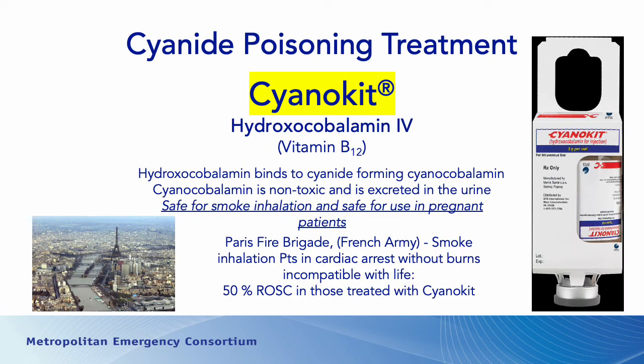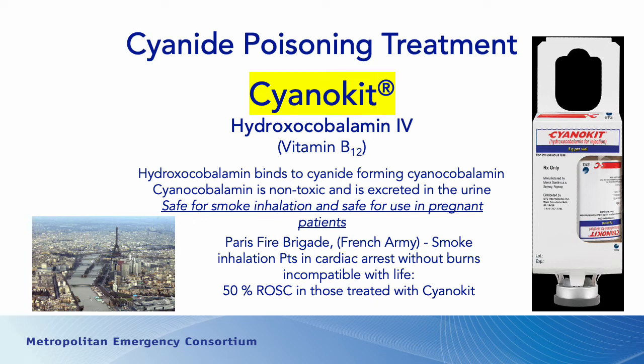So the Cyanokit, that's what we currently use. It's a medication. It's basically a precursor to vitamin B12. And it's basically hydroxycobalamin, which is the chemical name for what's in it. And it binds to cyanide. By binding to cyanide, it forms cyanocobalamin, which is vitamin B12. So you're taking a dangerous chemical, binding it with a relatively inert chemical, and forming B12. This is non-toxic. B12 is excreted in the urine.